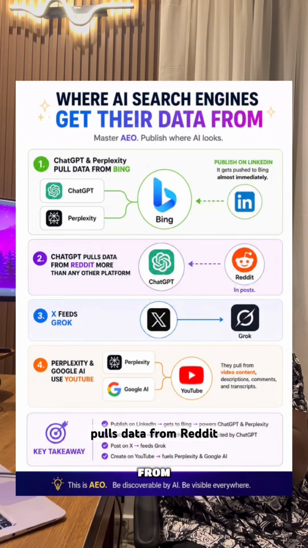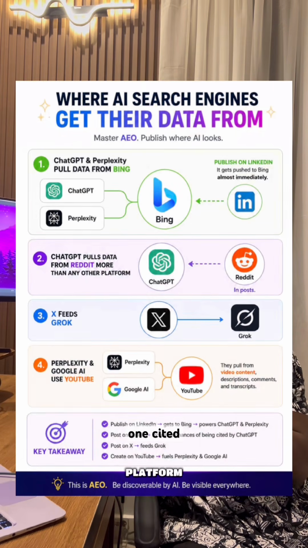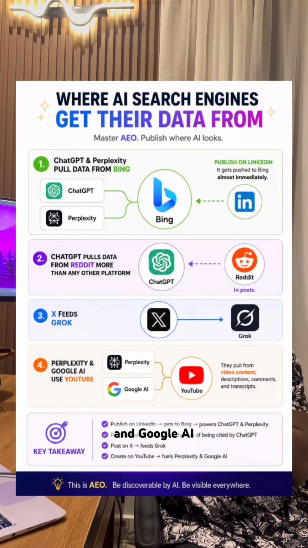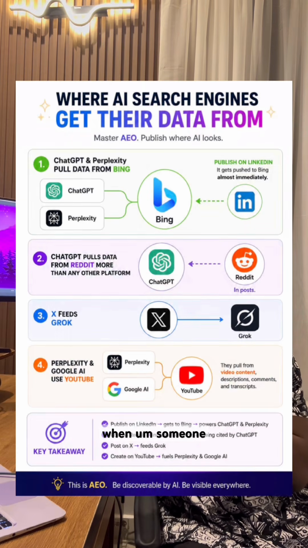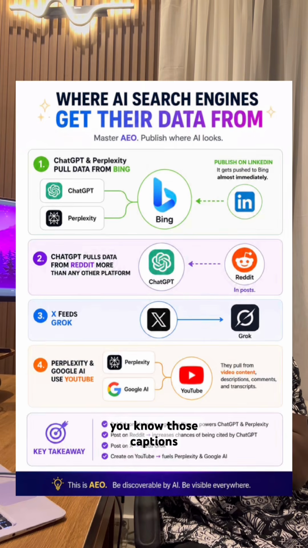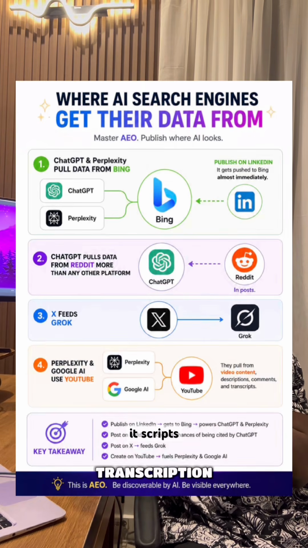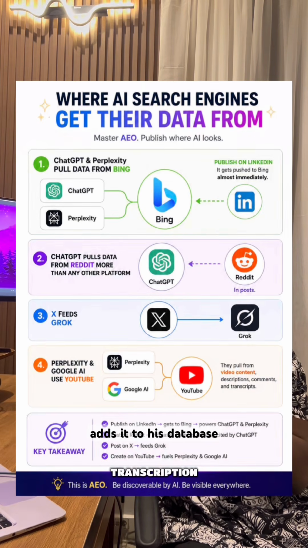ChatGPT also pulls data from Reddit. In fact, Reddit is the number one cited platform by ChatGPT. Perplexity and Google AI use YouTube. So when someone publishes a video on YouTube, the captions of the video, or the transcripts, it scrapes that text and adds it to its database.